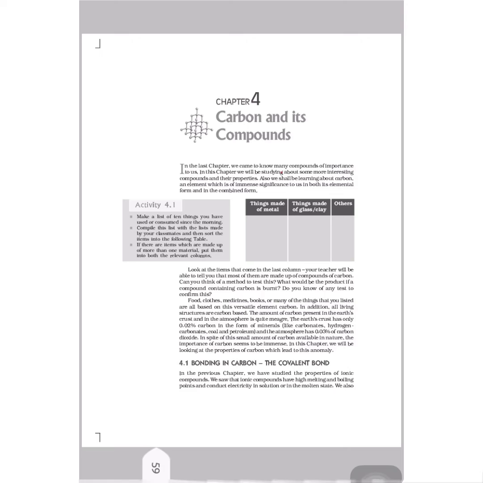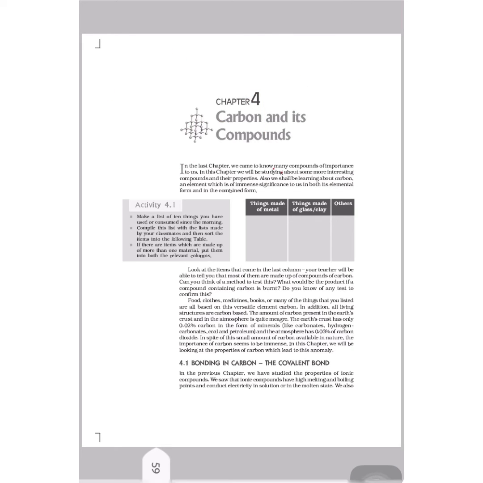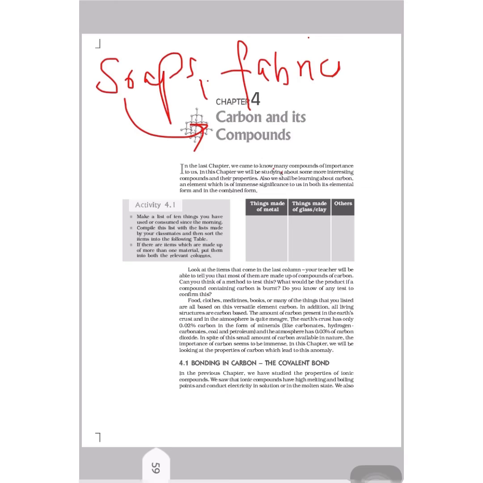Then take another examples, just like plastic bags. We have plastic, we have CDs, we have toys around us, we have plastic bottles. They are made up of what? They are made up of all carbon. Further moving further, we have other examples, just like soaps, detergents, then various fabrics. They are also made up of important element carbon. Then we have paper is also made up of carbon.